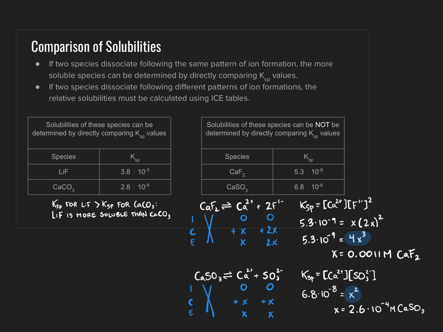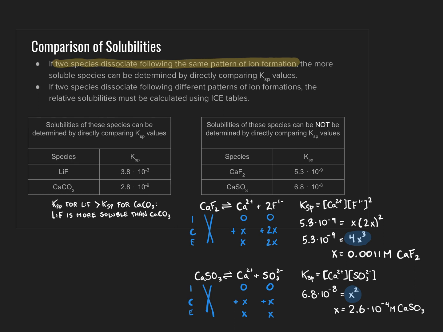Whereas on the left side of our page here, the species lithium fluoride and calcium carbonate, in that instance, we actually can directly compare their KSP values, because if you look at these, both of these two species follow the same pattern of dissociation. That is, both of them separate into a single cation and a single anion, implying, therefore, the KSP expression for both of these species would be calculated by simply finding the value of x squared.